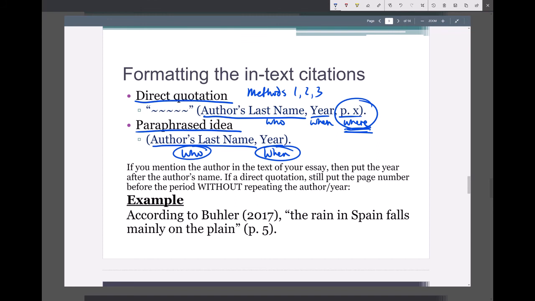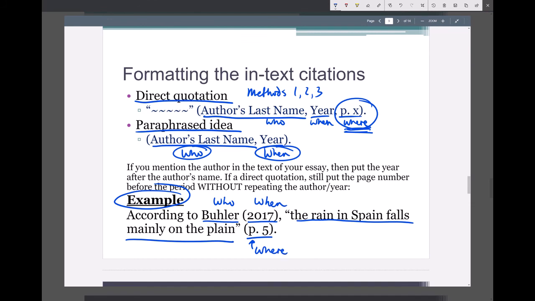So here's an example. So Bueller, that's the who, according to Bueller, 2017, that's the year, the rain in Spain falls mainly on the plain. That's actually a rhyme from My Fair Lady, but she wrote it, and that's the where, page 5 somewhere.